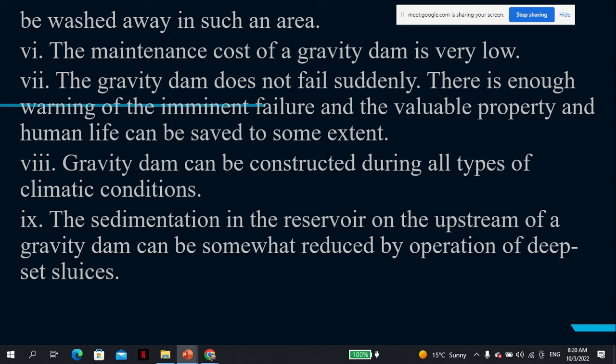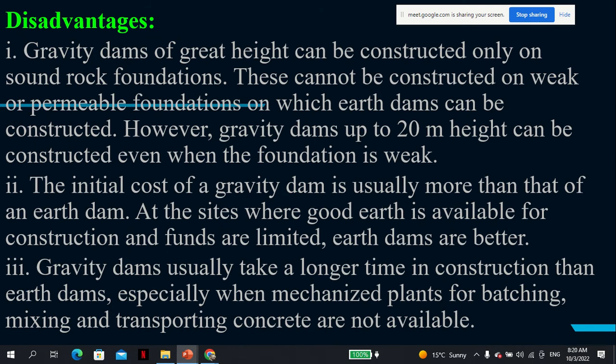Gravity dam can be constructed during all types of climatic conditions. That's no issue. The sedimentation in the reservoir upstream of the gravity dam can be somewhat reduced by operation of deep set sluices. The disadvantages: one, it's expensive. I'm surprised that's not the first one.